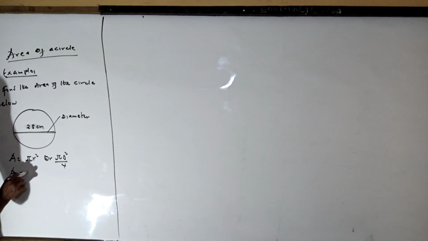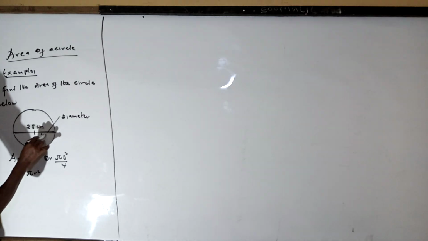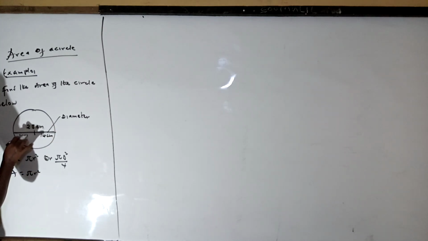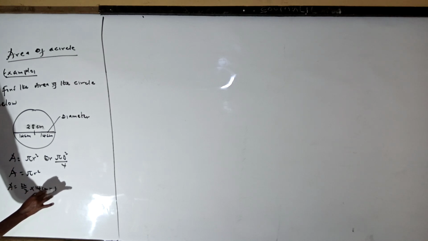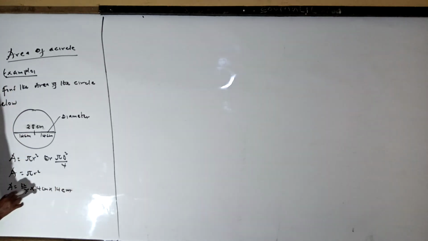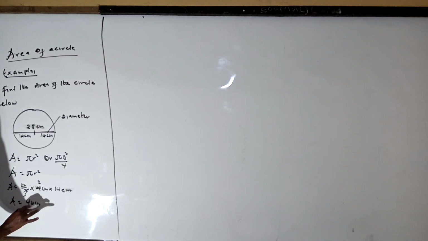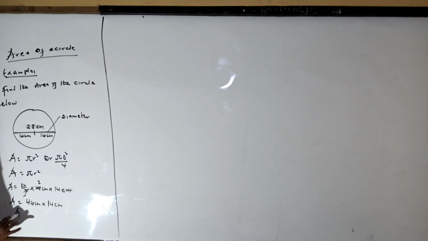So let's start using this formula. Area is equal to πr². Then what you're going to do is divide this one by 2. This will be 14 centimeters. So I'll say area is equal to π, which is 22/7, times 14 centimeters times 14 centimeters. Look at this. 7 into 14 is 2. Area therefore is equal to 44 centimeters times 14 centimeters. When you multiply, this will give us 616 centimeters squared.